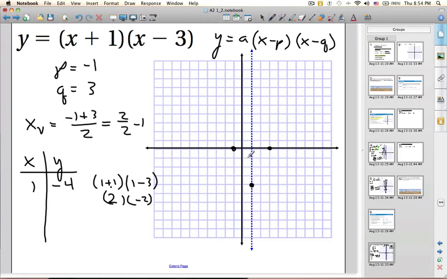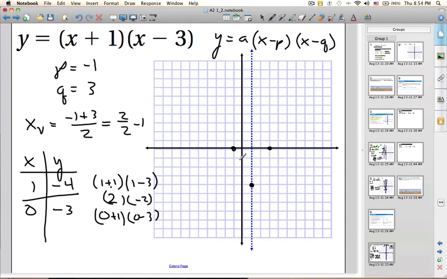Now all I need is one more point. I could do the point halfway between these two. In fact, I'm going to pick 0 because I love plugging 0 in. I think it's the easiest thing to do. So I'll have (0 plus 1) times (0 minus 3). 0 plus 1 is 1. 0 minus 3 is negative 3. 1 times negative 3 is negative 3.